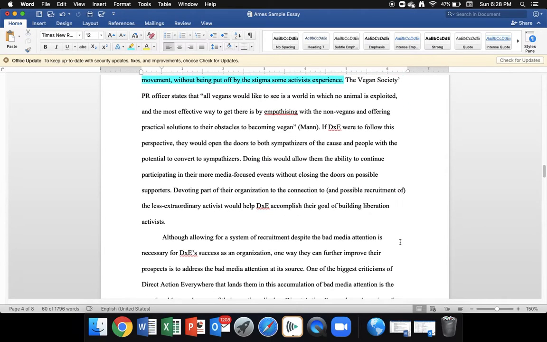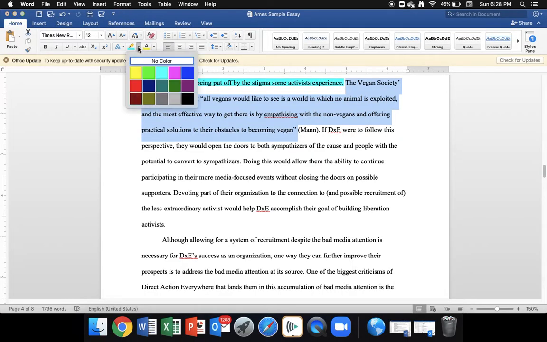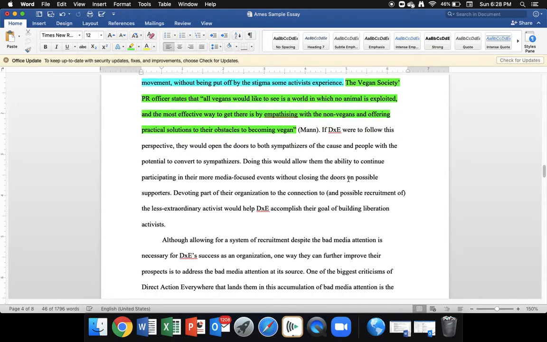Continuing. The Vegan Society PR officer states that all vegans would like to see is a world in which no animal is exploited, and the most effective way to get there is by empathizing with the non-vegans and offering practical solutions to their obstacles to becoming vegan. Now Sydney brings in a quote of the actual groups that are being antagonized and shows them to be really sympathetic and seemingly easy to get along with so that her audience will be able to connect with that idea.